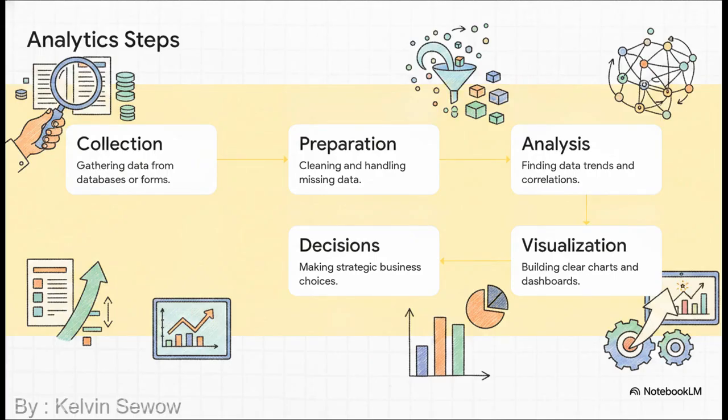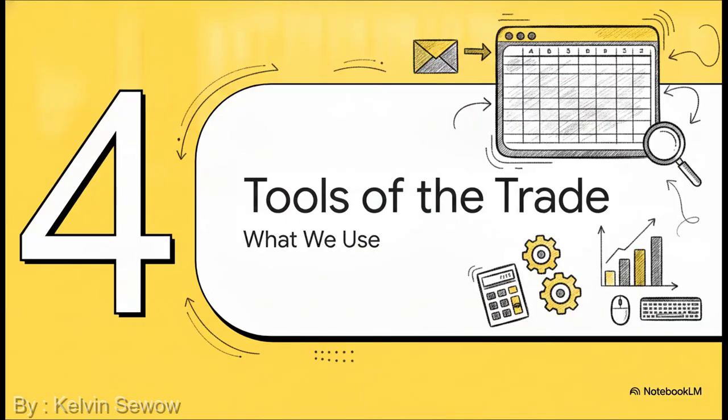Fourth is data visualization, casting that gold into bars by building dashboards and charts so the data can be easily digested. And finally, step 5, decision-making. Taking that refined gold straight to the bank. The ultimate goal of this entire process is to empower a business to make a smart, profitable decision based on the actual evidence. Which brings us to section 4, tools of the trade.